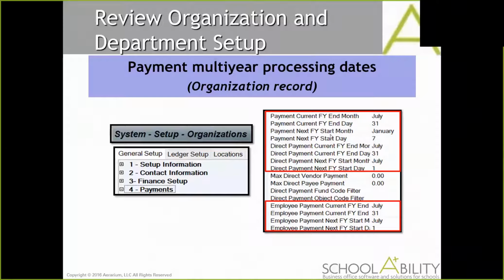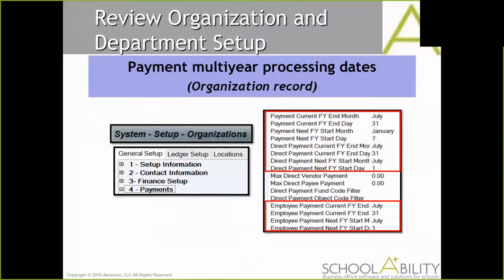And then payment next fiscal year start month. This one says January, but as you can see, we left it that way because it is an error. It really should be July. That's why it's important for the users to review these fields. And then the direct payments, those are the direct payments within accounts payable: the current fiscal year end month and end day, and then the next fiscal year start month and start day. And then employee payments.